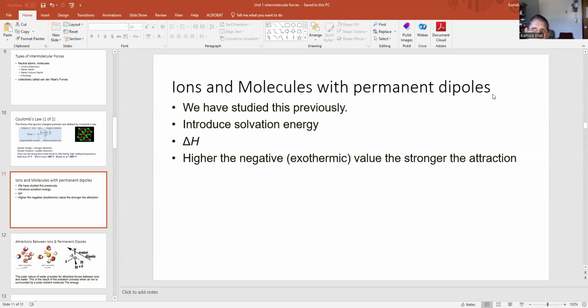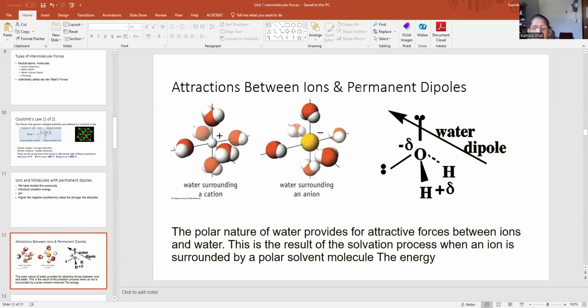Ions and molecules with permanent dipoles. We have studied this previously by introducing the solvation energy, delta H. The more negative, the more exothermic the value of delta H, the stronger the attraction between the molecules. And that is because the molecules surround the ion. This is a figurative description of the ions and permanent dipoles.